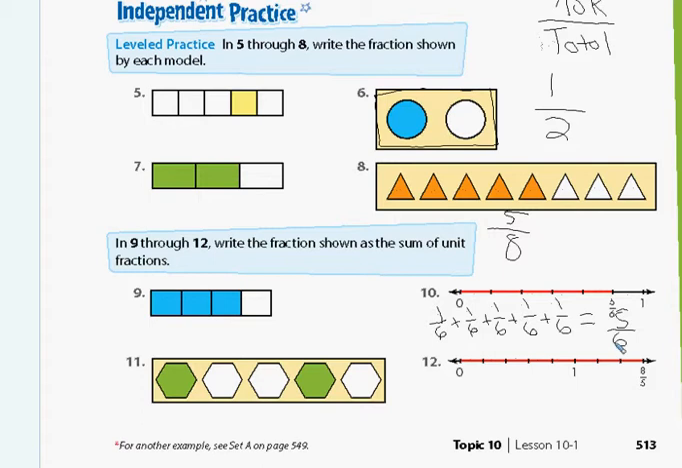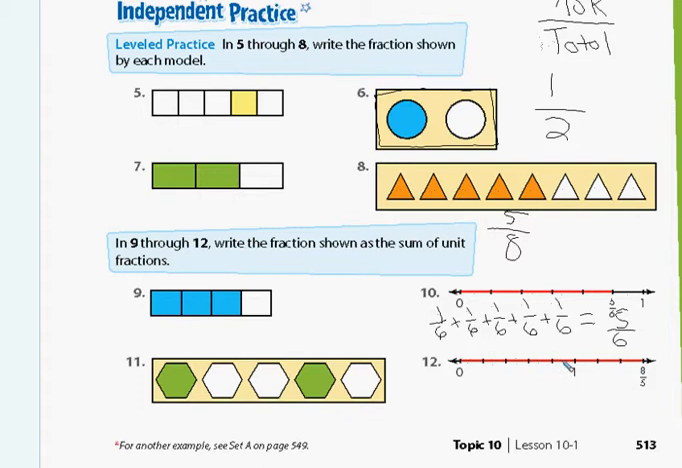Okay, problem number 12. How many parts is the whole broken down into? How many parts are there between the 0 and the 1? Misty, how many parts are there? Say again? 5. Let's check and see. It's 1, 2, 3, 4, 5. So yes, there's 5 parts there.